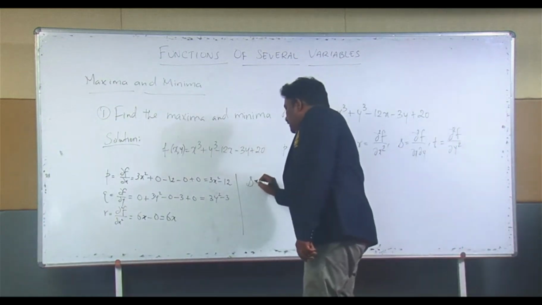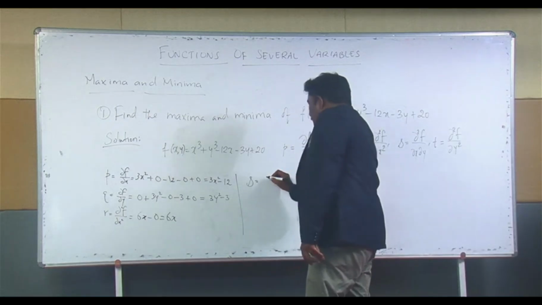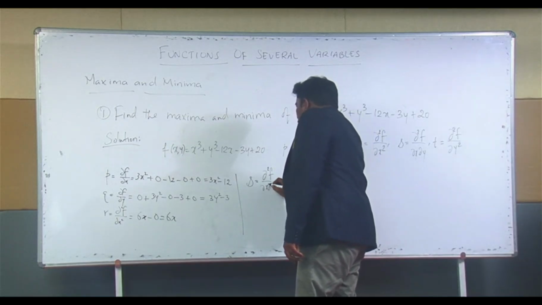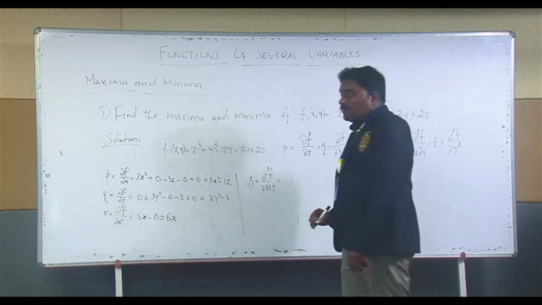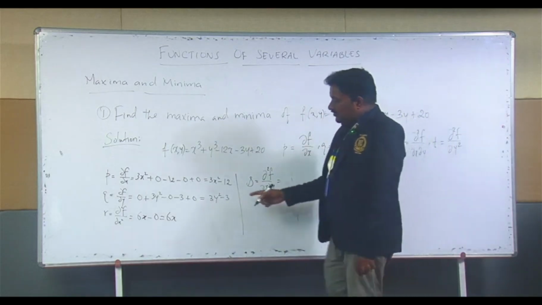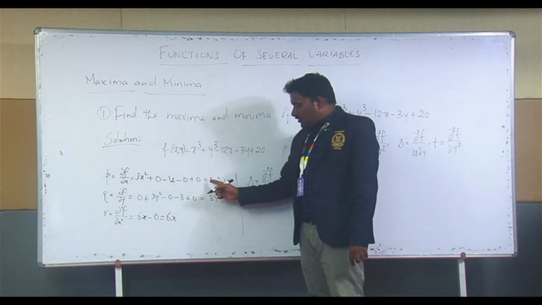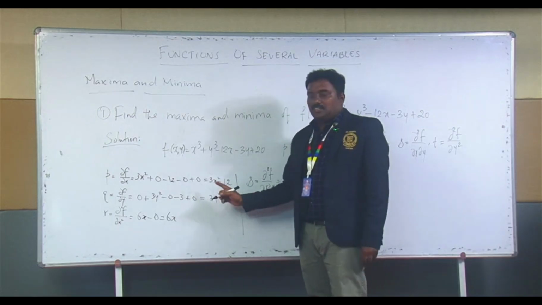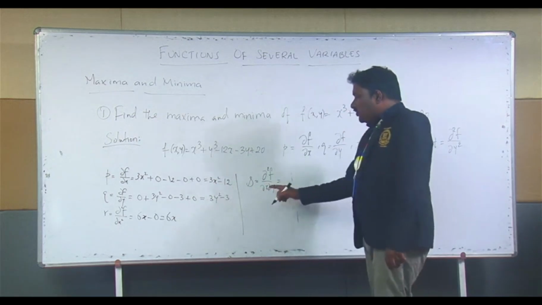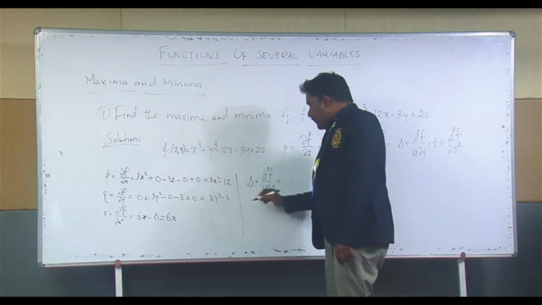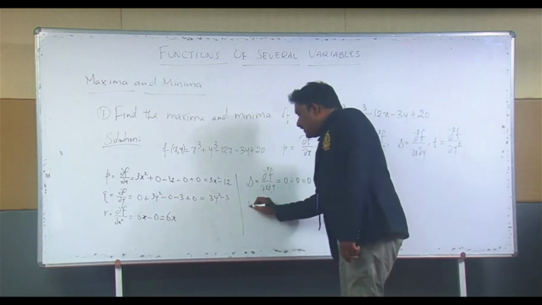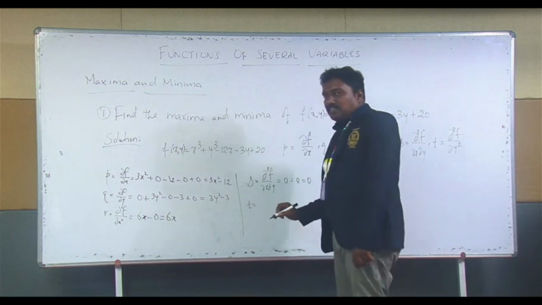And we can continue with the s and t values. Here s equals dou square f by dou x dou y. Already we have done dou f by dou x, so this term can be taken and differentiated partially with respect to y to obtain this value. If you differentiate this with respect to y, it will completely become 0.